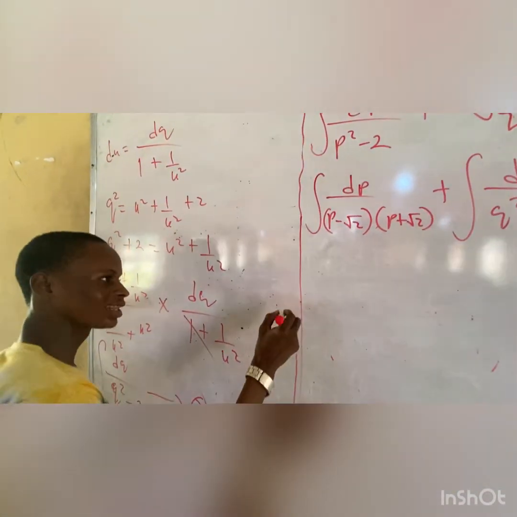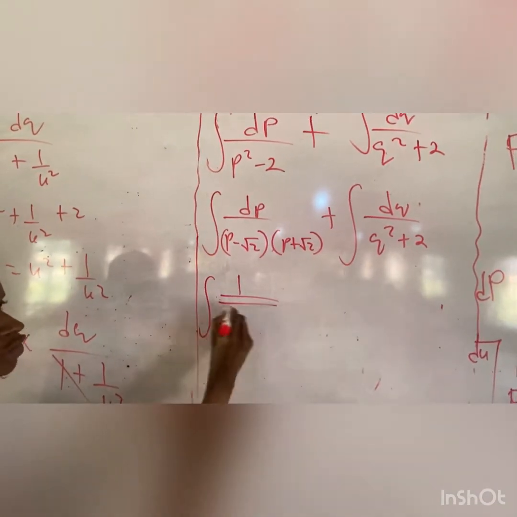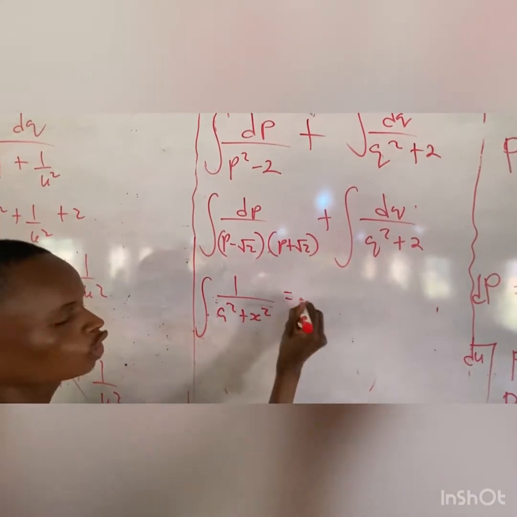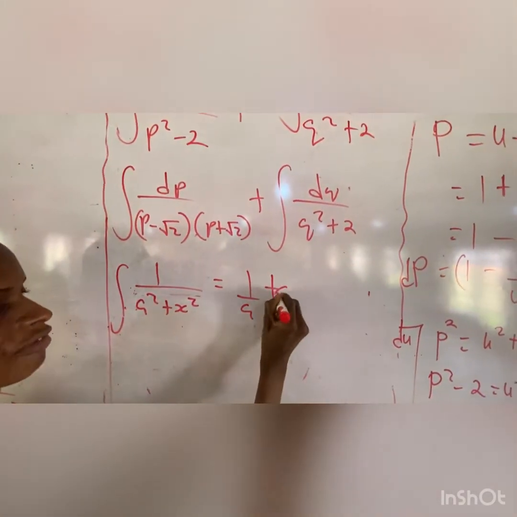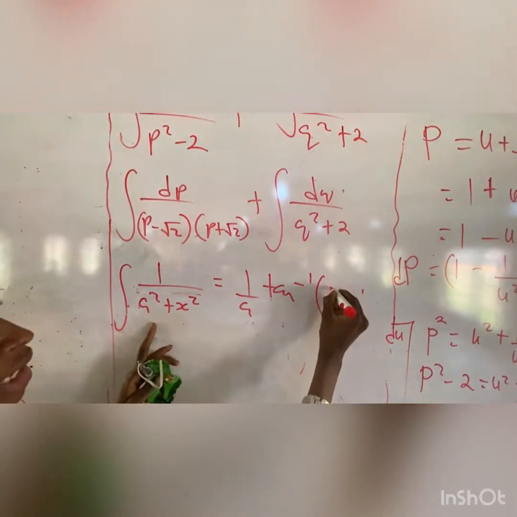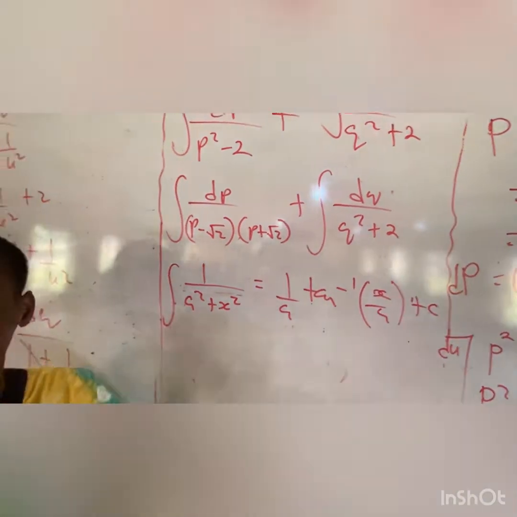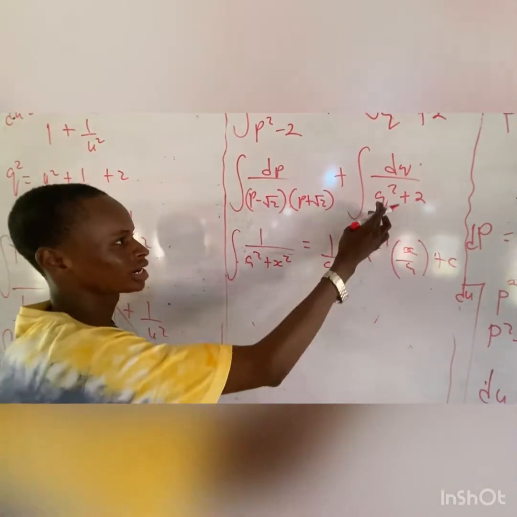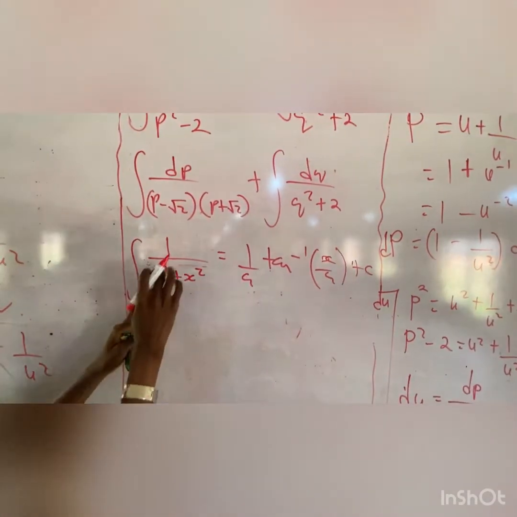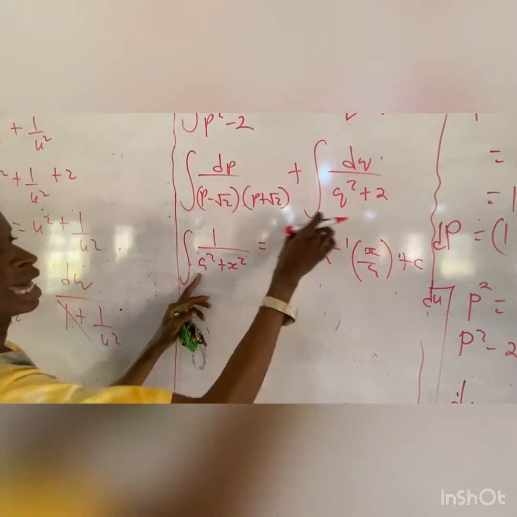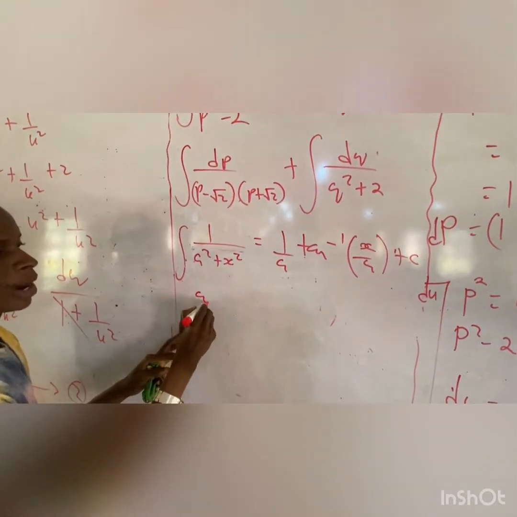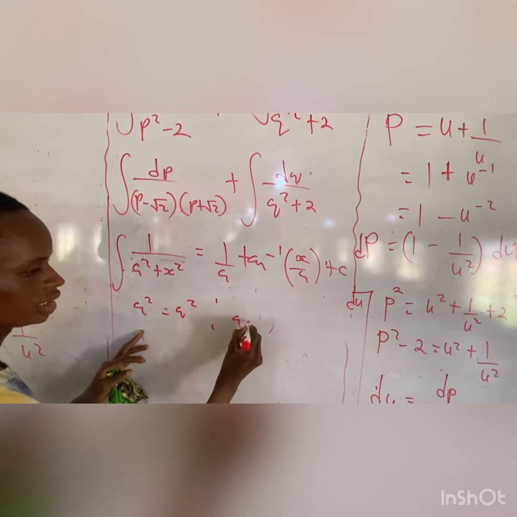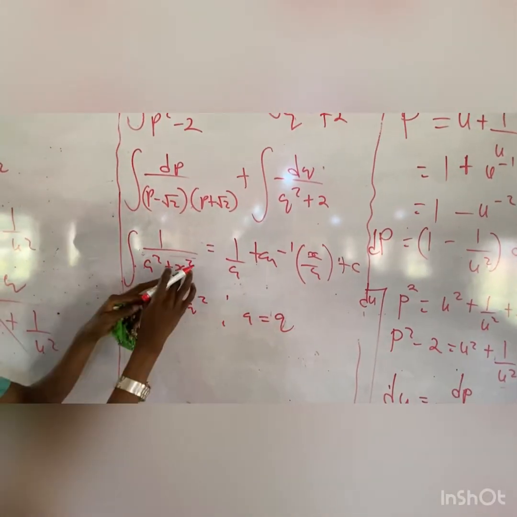You know, the integration of 1 over x squared plus a squared is equal to 1 over a, the inverse tan of x over a, plus c. That is the integral of this. So you can see this looks like it. So we will say that our q is equal to a squared. You understand? Our x is equal to 2. So definitely our a squared is equal to q squared. So therefore our a is equal to q.